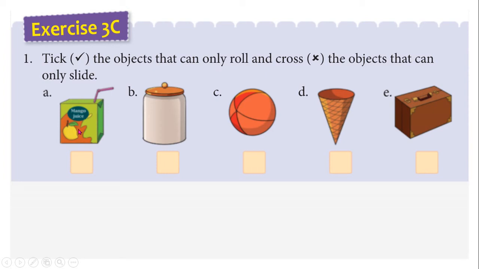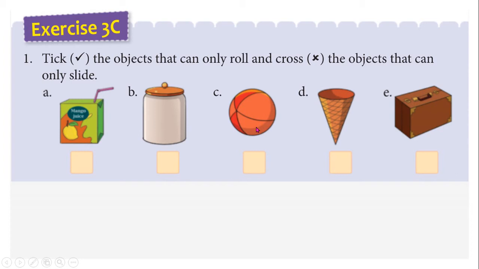Here we have a box, a mango juice container, which looks like a box with flat surfaces. It cannot roll. So here we have a jar. It seems to be a glass jar. When the flat surface of this glass jar is placed on the ground, it can slide. Here the question is, we need to tick the objects that can only roll. The object should not have both kinds of motion, rolling and sliding. So this jar can have both rolling and sliding motion. So we will not tick this. Coming to C, here we have a picture of a ball.